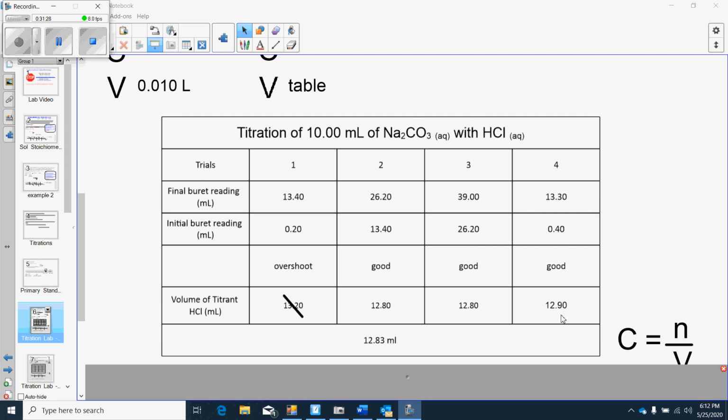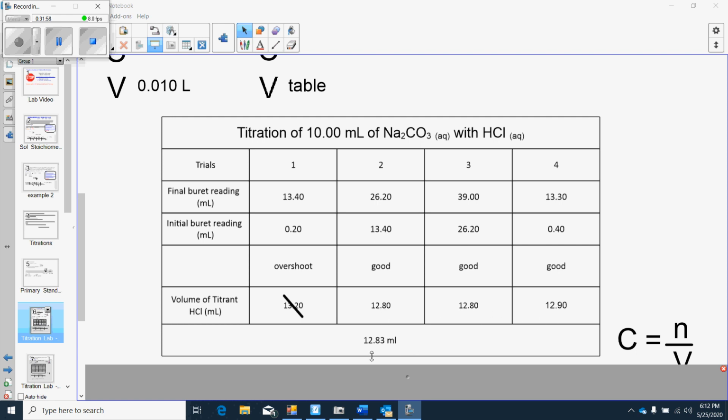So 12.90 is going to be, when I subtract those two numbers, I get it. So we can see that I cross this out because 13.2, 12.8, 12.8, and 12.9. You want to have the three trials that you're going to use within 0.1 amount or decimal place for them. So these three are your best examples to use here.